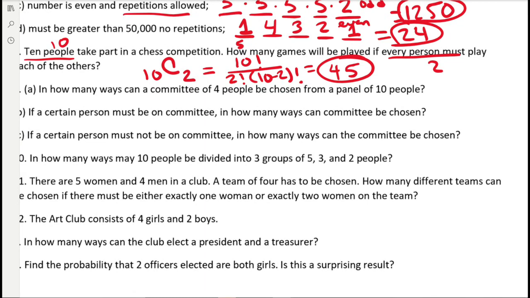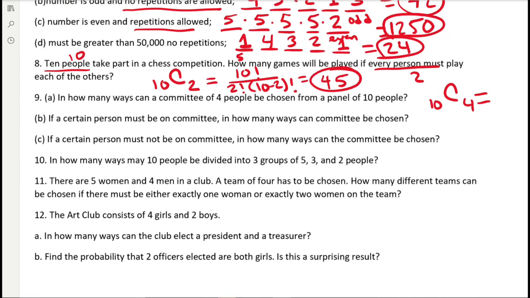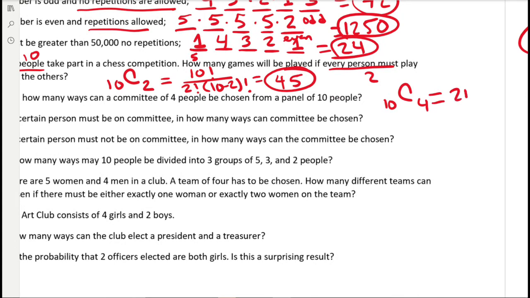All right, so in this case, order doesn't matter. You're choosing 4 people. It doesn't matter if the people are mixed within that group of 4. It's still going to be the same group of 4 people. So order does not matter here, so we're dealing with a combination. That means you have 10 people and you're choosing 4, and that's going to be how many ways you can choose a committee of 4 from 10. In that case, that's going to be 210 if you calculated that.